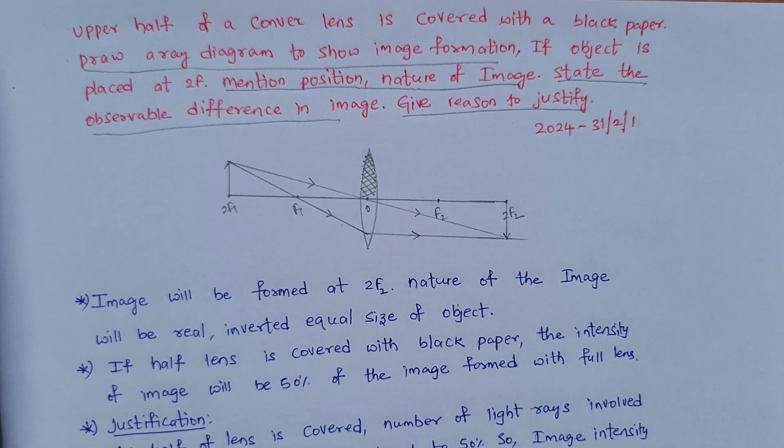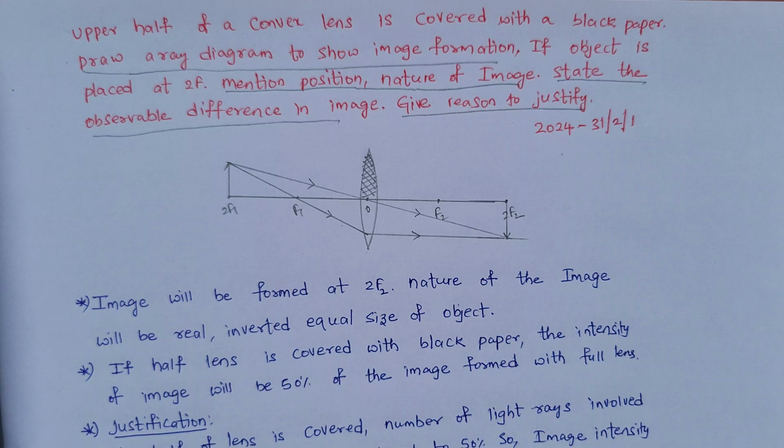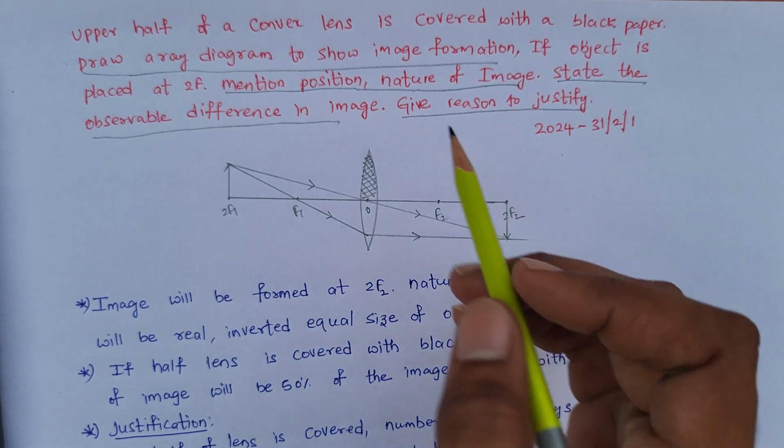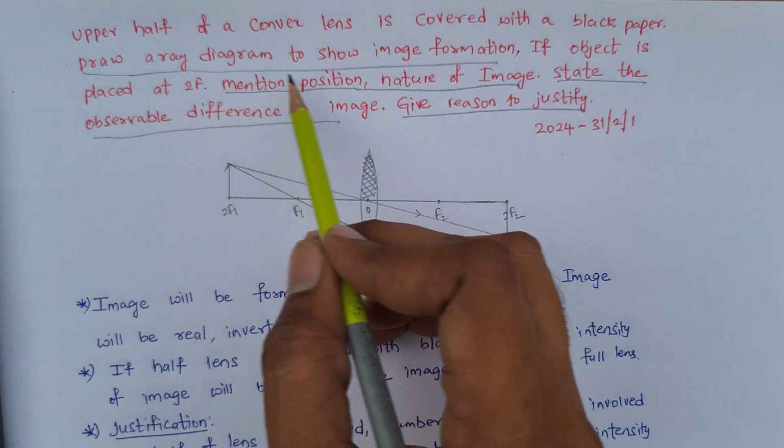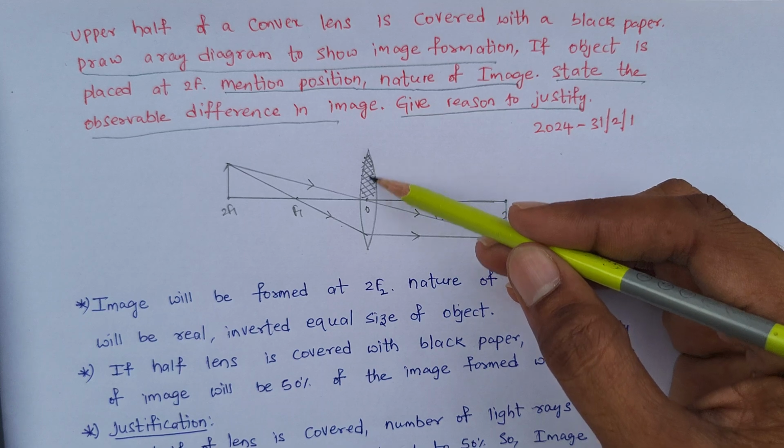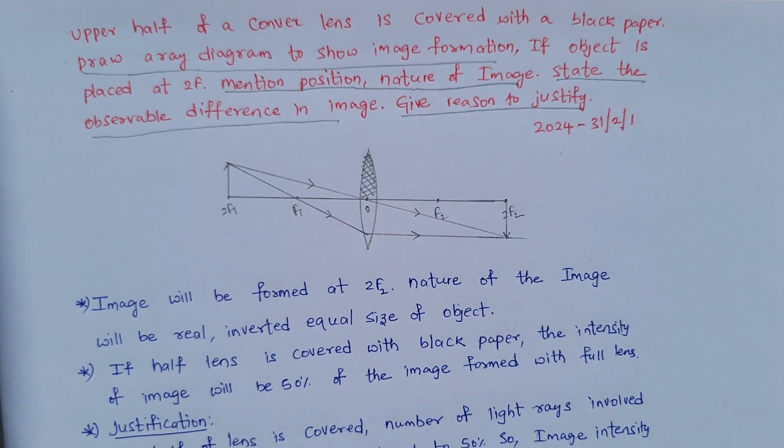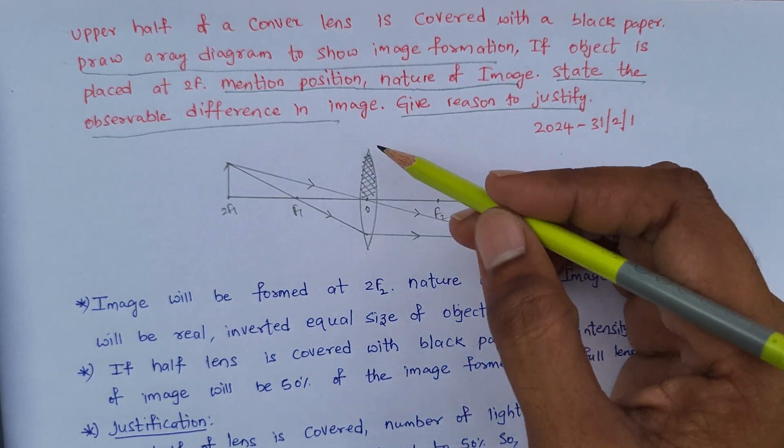And this question was also asked in 2024 question paper set number 31/2/1. So let us answer the question. First question is, draw a ray diagram to show the image formation when half of the lens is covered with black paper. So first we should draw the ray diagram.